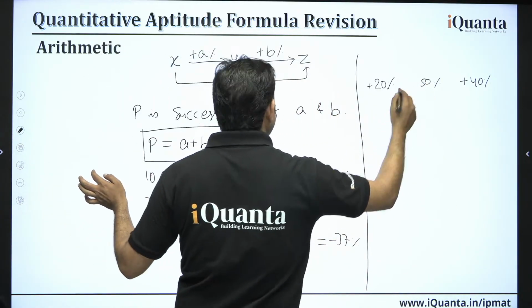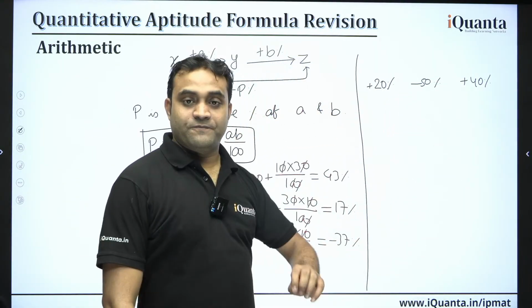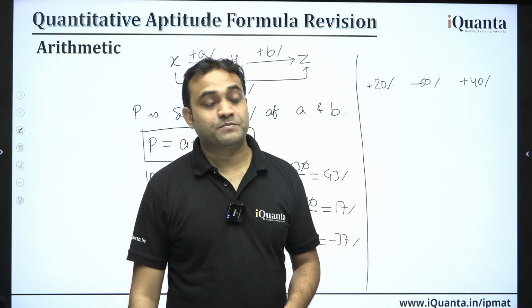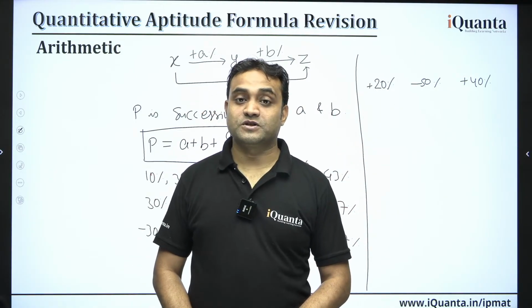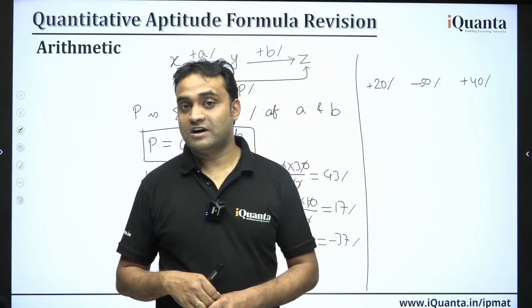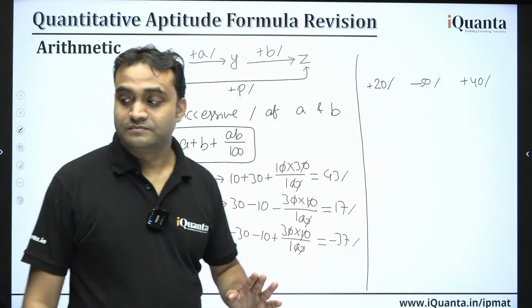Can you tell me, anyone? Can you tell me if a value is increased by 20%, then decreased by 50%, then again increased by 40%, what will be the equivalent percentage change in the original value? How do we calculate this? Any idea here?